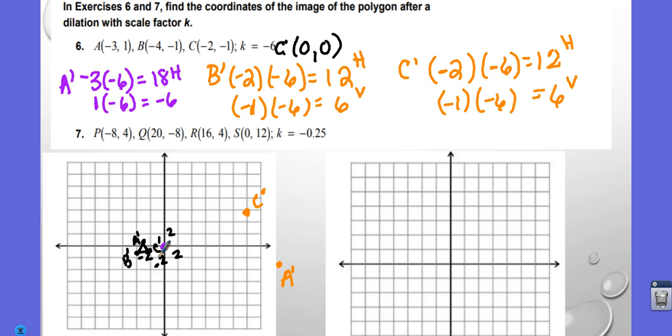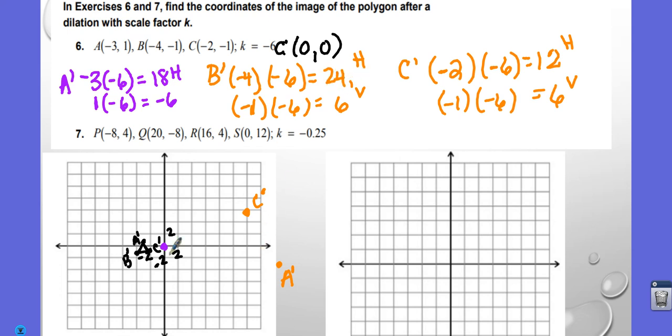This is 2. For B prime, it is 2, 4. Oh, so I had only -2 here. I was counting by ones. So this should be -4. And then this should be +24. Okay.